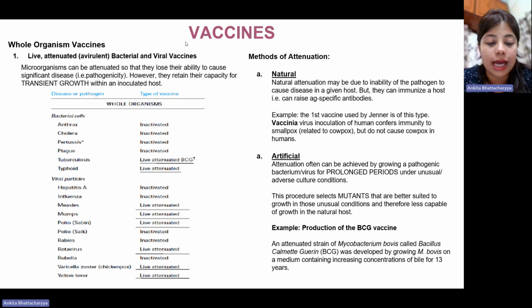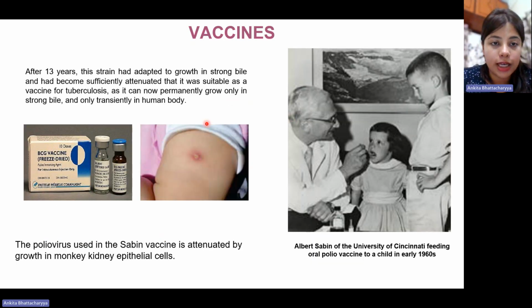So the attenuated strain was actually developed by growing Mycobacterium bovis on a medium containing increasing concentrations of bile for a period of approximately 13 years. The result of this is that it led to some mutations within the bacteria, as a result of which it was developing into this different variant or mutant, which was called BCG or Bacillus Calmette-Guerin. After 13 years, this strain had the capacity to adapt to the growth conditions in strong bile, and now it was sufficiently attenuated and was suitable to be used as a vaccine for tuberculosis. And it could permanently only grow in strong bile. Very transiently, it could grow in the human body.